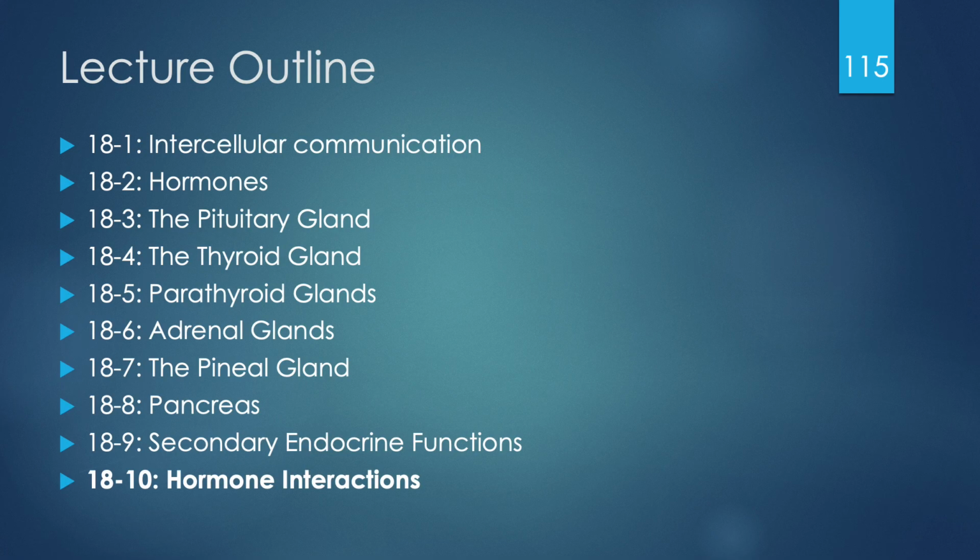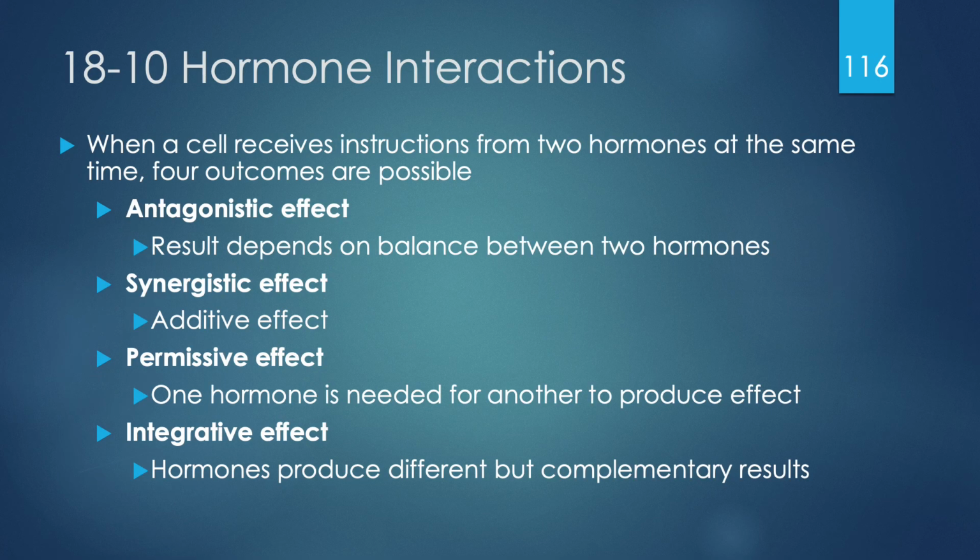Section 18.10, Hormone Interactions. Sometimes you'll see interactions become kind of complicated. So for example, a cell might receive instructions from not just one hormone at a time, but it might receive instructions from a number of hormones at the same time. So when we have two different hormones interacting at the same site, one of four different things could happen.